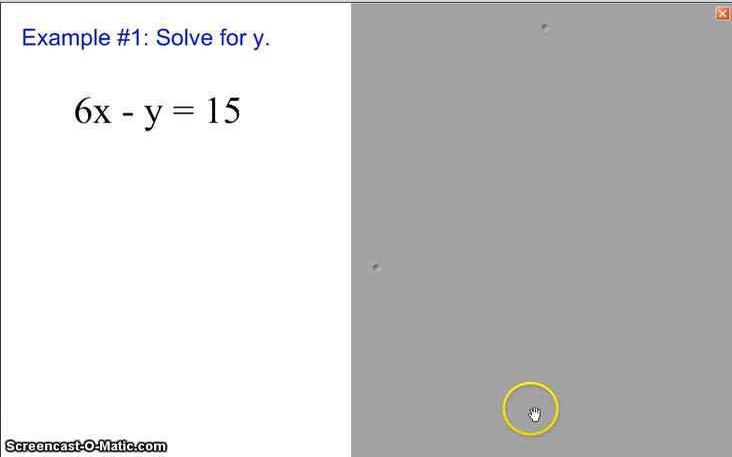So example number 1, solve for y. And we've got 6x minus y is equal to 15. Alright, so we want to isolate the y. You might remember this type of problem when you were graphing lines last year and you had to put things in y equals mx plus b form. Same thing here. Alright, we want to isolate the y. So I'm going to subtract 6x from both sides. It's a positive 6x, that's why I'm subtracting the 6x.